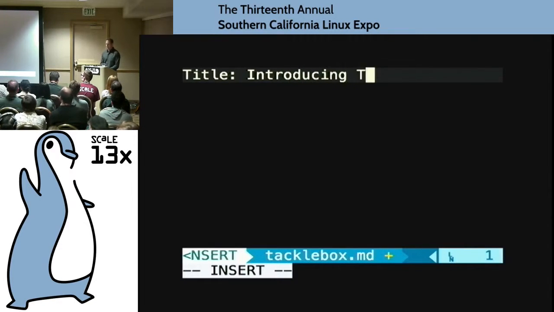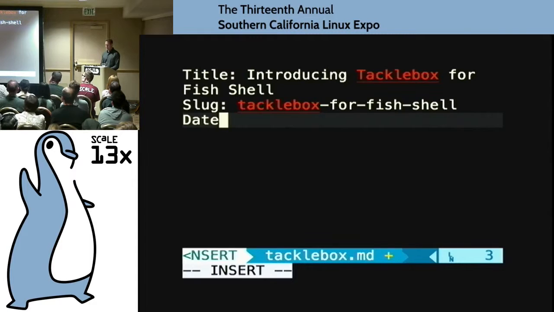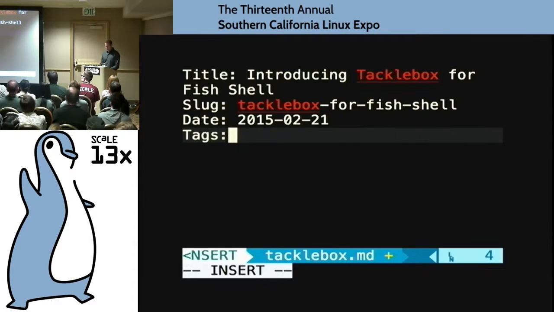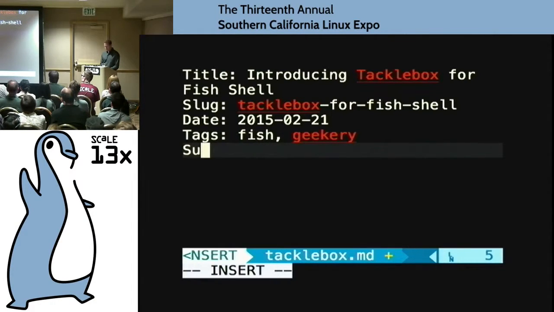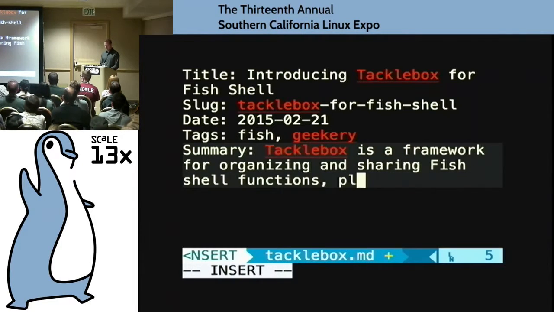So we're going to add a title first. I'm going to call this Introducing Tacklebox for Fish Shell. We're going to give it a slug. This is so that at the end of mayors.com, there's going to be a nice readable URL that contains useful information for search engine optimization and just for visitors who see a link and want to know what the link is about. We'll add a date. We'll add some tags, and then we'll add a summary. The summary is useful because this way we can use it when we want to display a list of posts without having to show the entire thing.